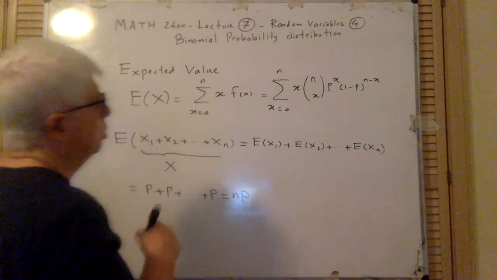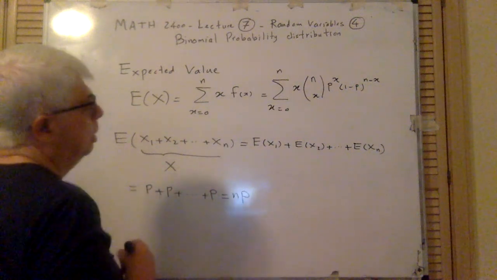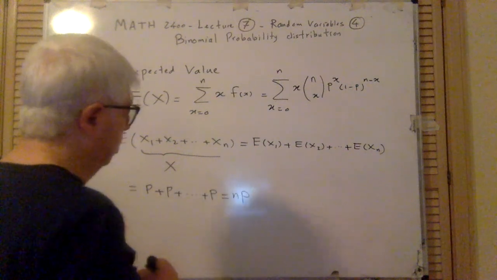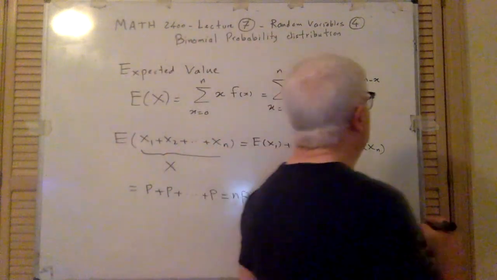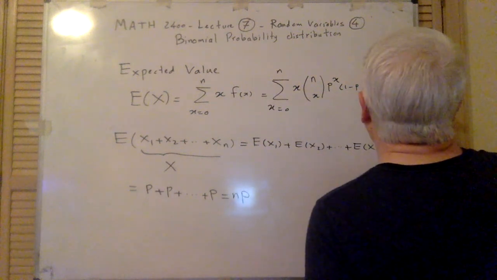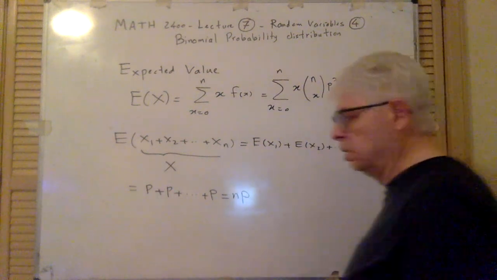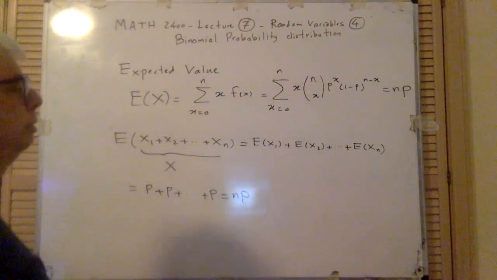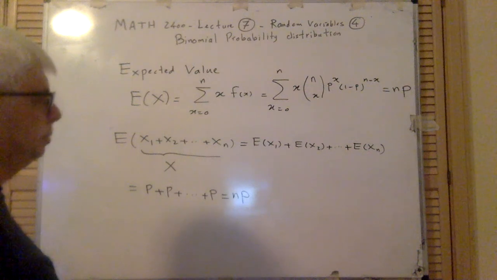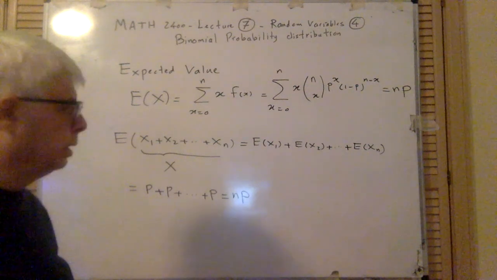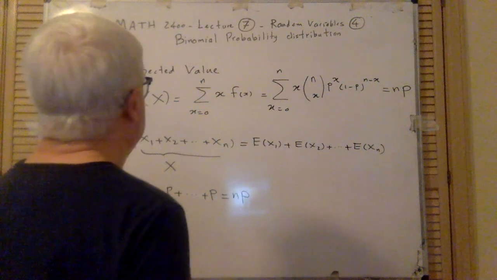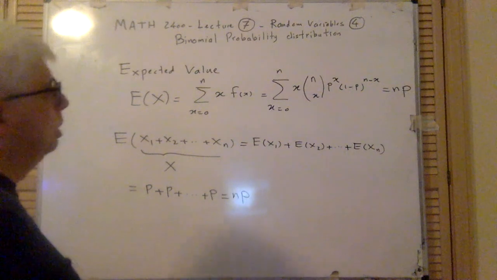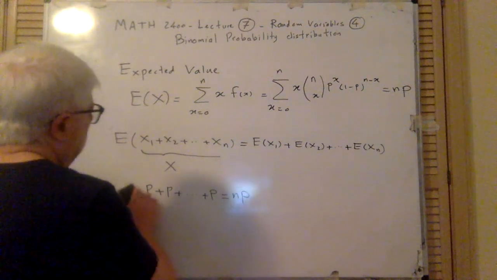So without doing anything else, which I'm not sure what the textbook has done here, just using some facts about expected values, I have come up with this. So, that is the expected value of the binomial distribution. Now, what is its variance?